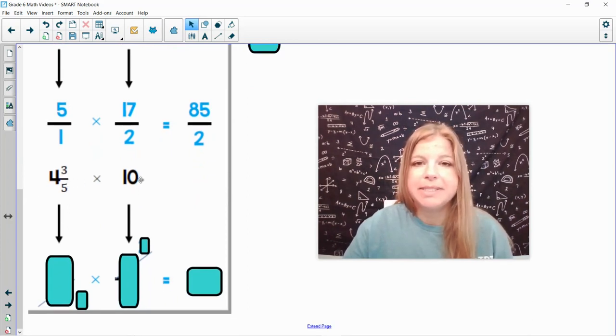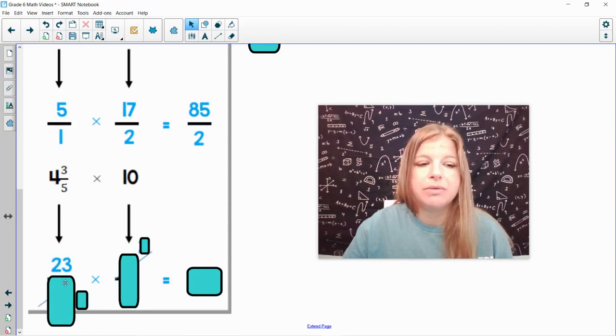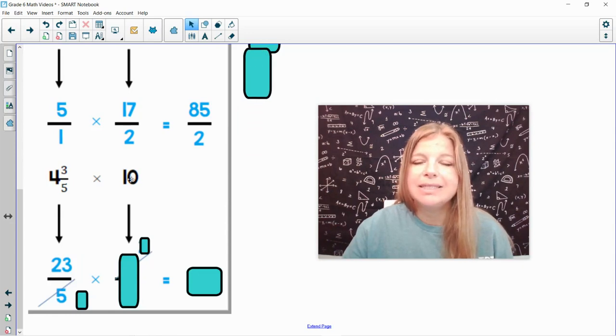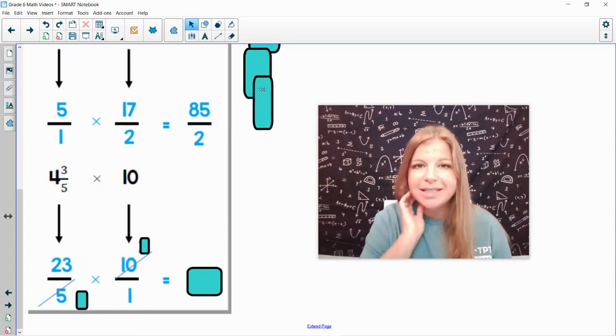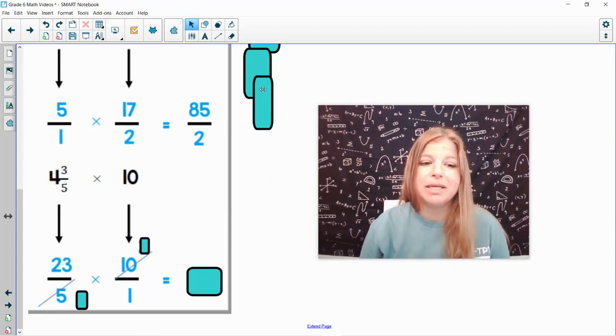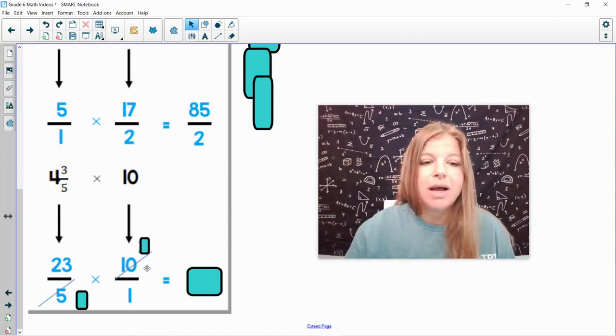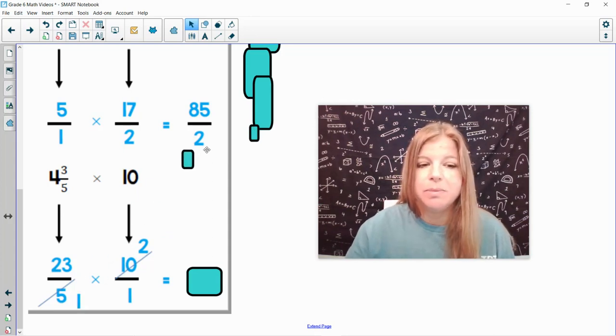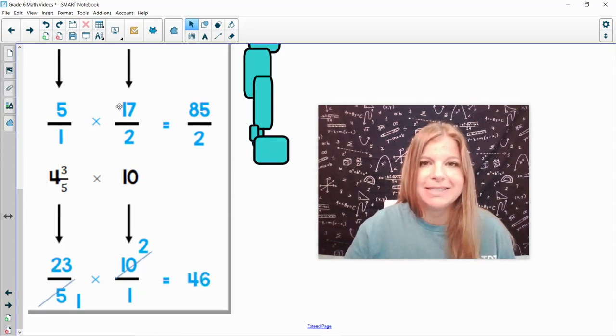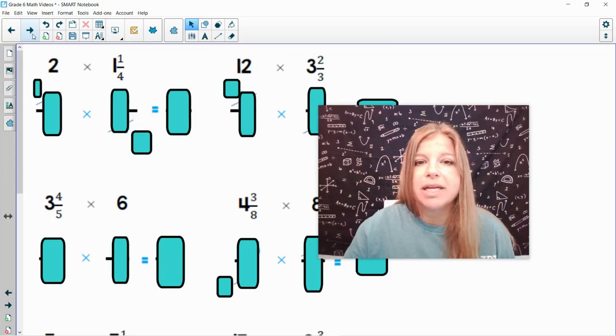So now I'm going to do the same thing for the next one. 4 and 3/5 times 10. So 4 and 3/5. I do 5 times 4 is 20, plus 3 is 23. So this becomes 23/5. And 10 is just 10 over 1. Now you can see that I did some cross simplifying, because what are 5 and 10 both divisible by? They're both divisible by 5. So 10 divided by 5, that 10 would become a 2. 5 divided by 5, that 5 would become a 1. And now I multiply what's remaining. 23 times 2 is 46. 1 times 1 is just 1. And 46 over 1 is just 46. Easy.